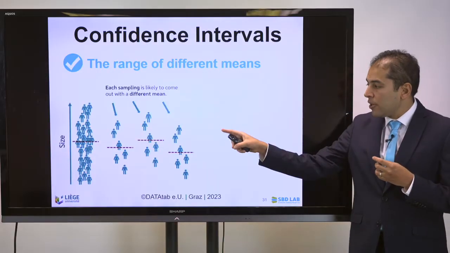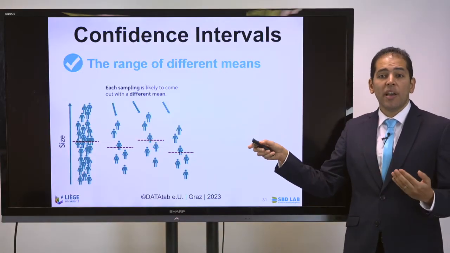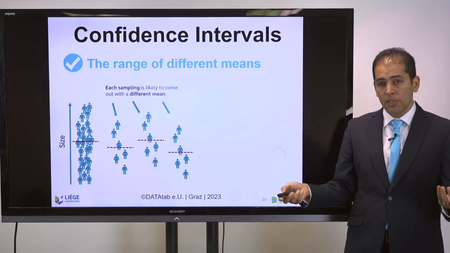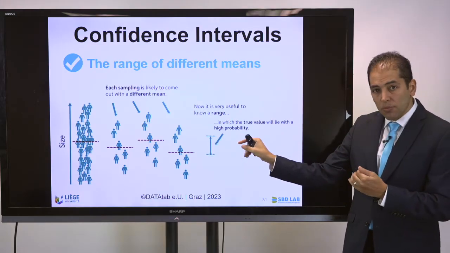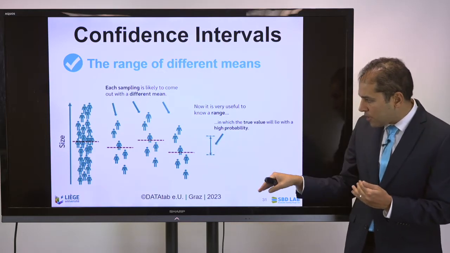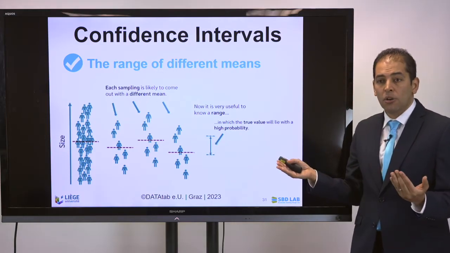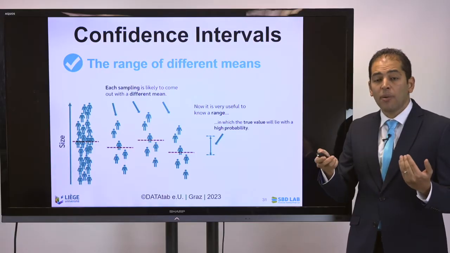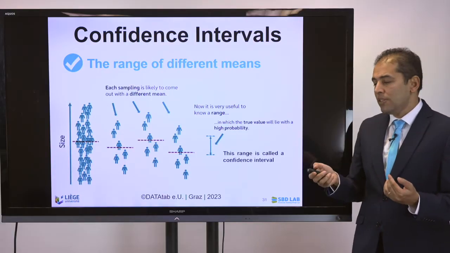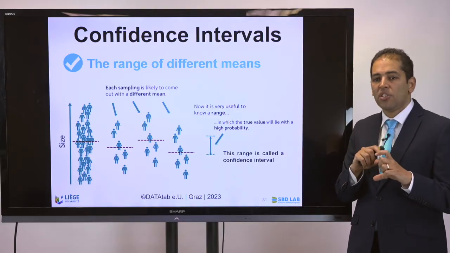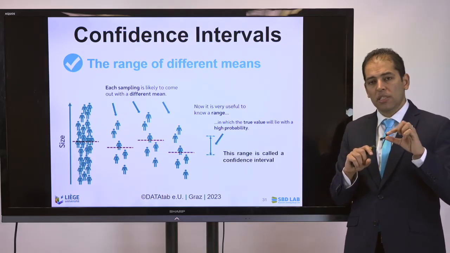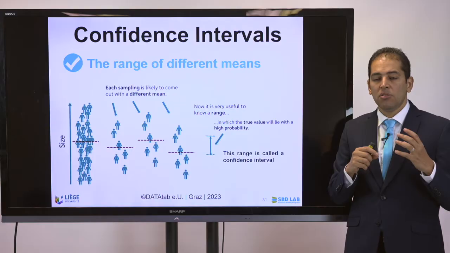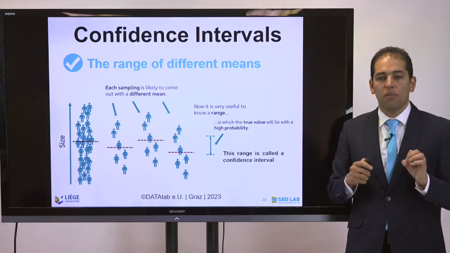Each sampling here from those 3 samples is likely to come out with a different mean. Now it's very useful to define this range between all those 3 different means in which the true value will lie with a high probability. By defining that range, I can call it the confidence interval. The smaller it is, the higher the confidence; the larger it is, the lower the confidence.